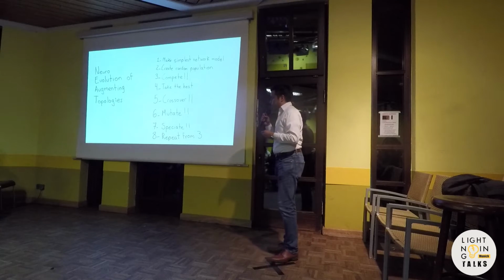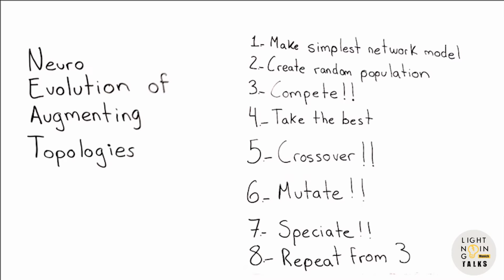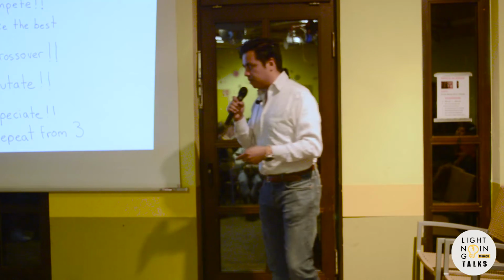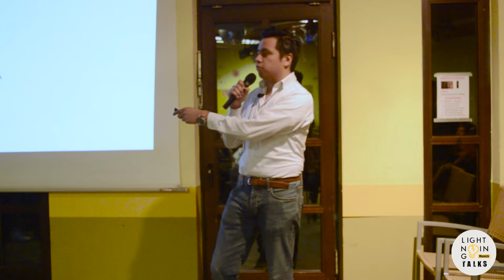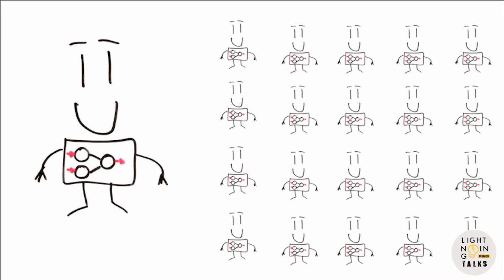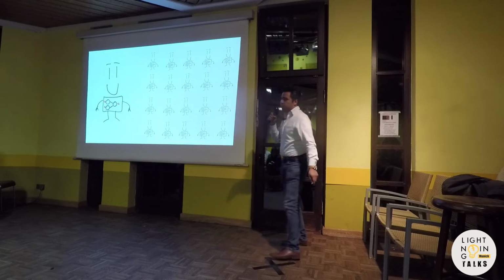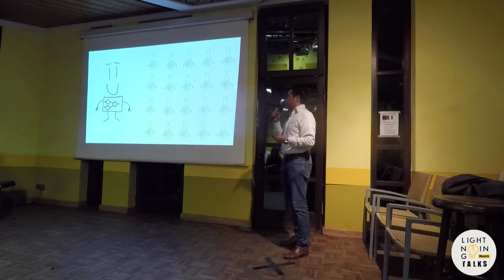I'm going to explain right now what this algorithm is and which steps it takes to train neural networks to solve a problem. The first point is to make the simplest network model that can interact with your problem. I'm going to take this neural network here as an example. It will be our model. The second point is to create a random population. We create a lot of neural networks with different values, so each one of them will give a different result for the problem.